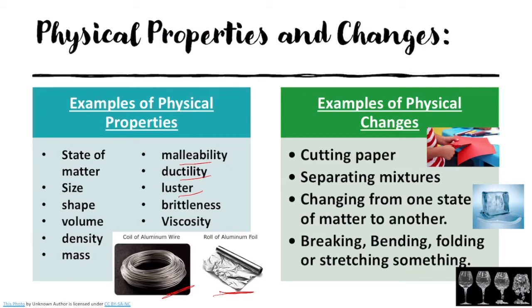Breaking, bending, folding, or stretching something, these are all physical changes. For example, we have this wine glass right here. It's slowly being smashed into smaller and smaller pieces. And even though at the very end we've got a bunch of little tiny pieces here, they're all glass. It's still glass, it's just in tinier pieces now. So those are all examples of physical changes.